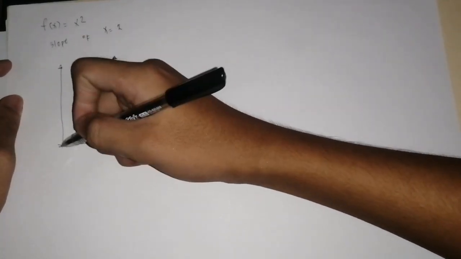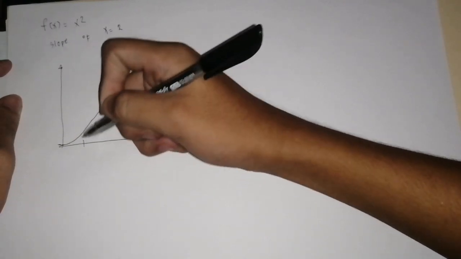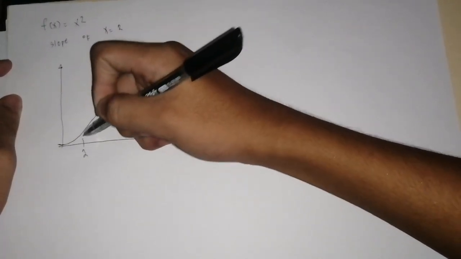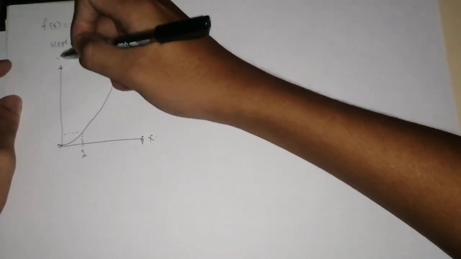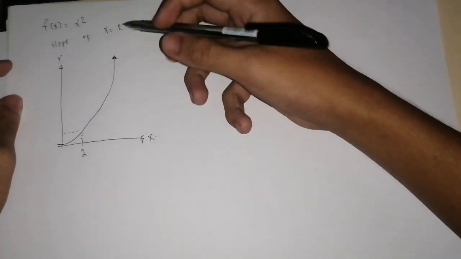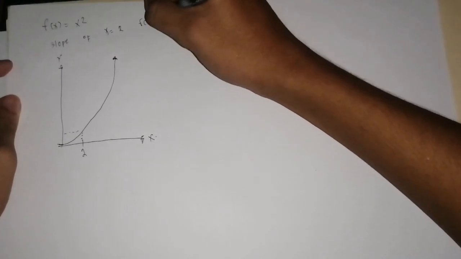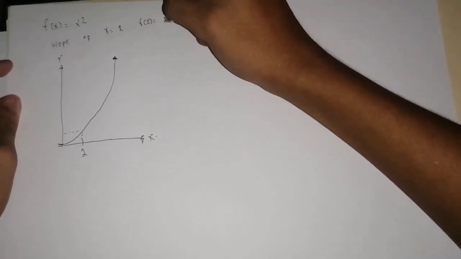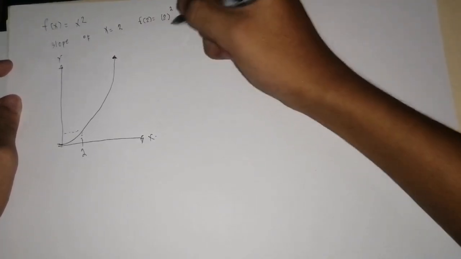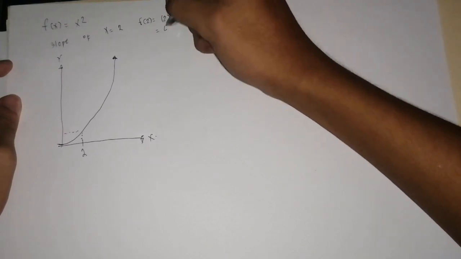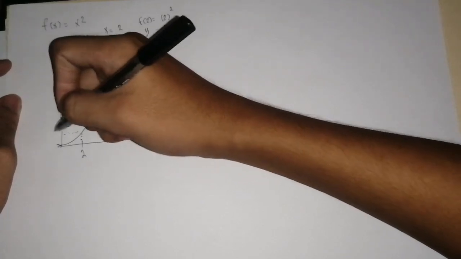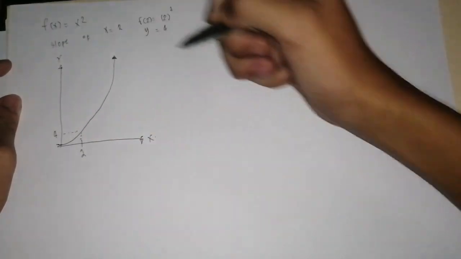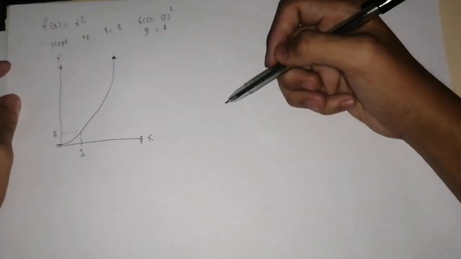So, if this is 2, then sa taas niyan is yung y, dito yung x-axis, then dito yung y-axis. So, if x is 2, so f of 2 is equal to 2 raised to 2. So, 2 times 2 is 4. So, yung y natin is 4. So, kung dito yung 2, yung y is 4. So, paano naman yung isa kung wala namang given?